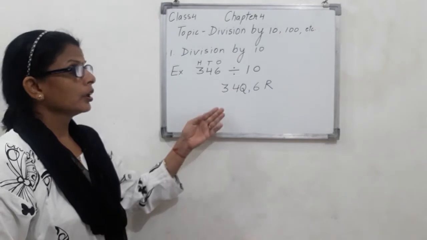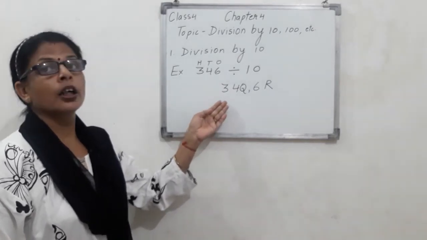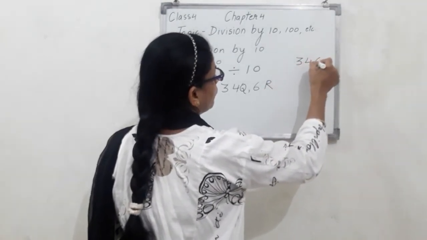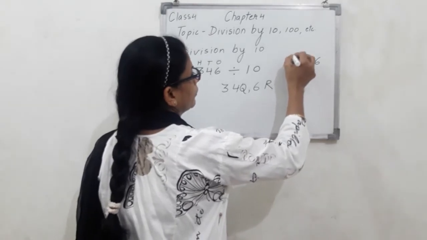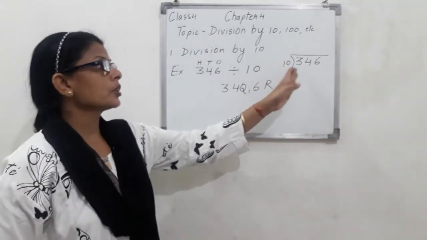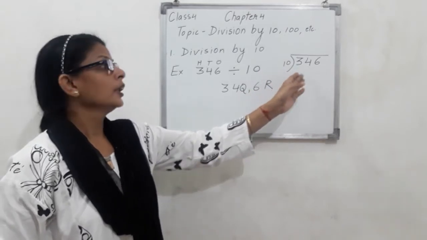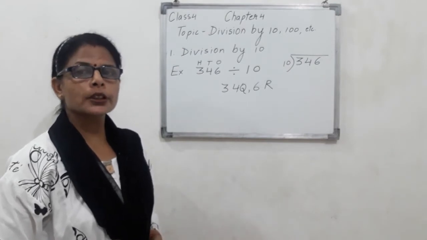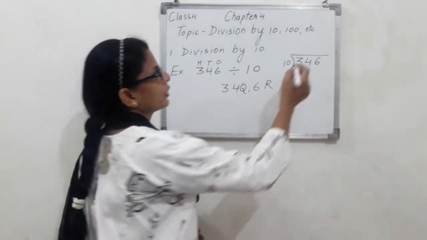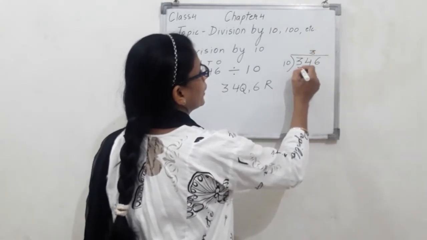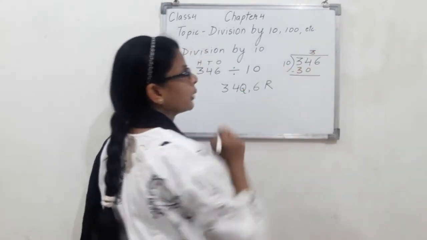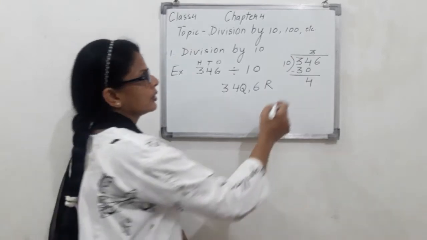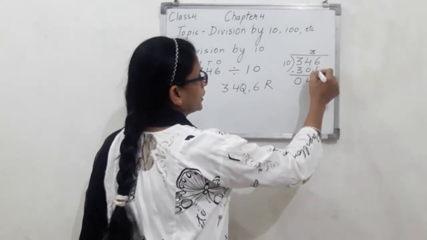Clear? Clear, students? If you want to check by the long method, we can check whether our answer is right or not. 346 divided by 10. Outside 2 digits, so inside also we have to take 2 digits only. Does 34 come in the 10 table? No. Less than 34, what comes in the 10 table? 30. How many times? 3 times. We'll write 3 up and 30 down. Now we have to minus it. 4 minus 0, 4 only. 3 minus 3, 0. Copy down 6.